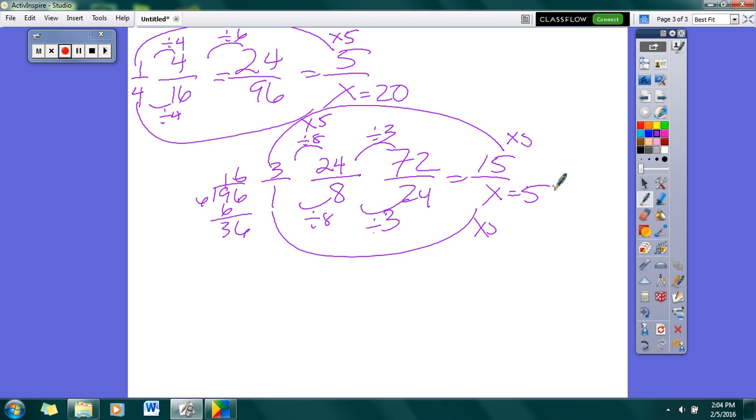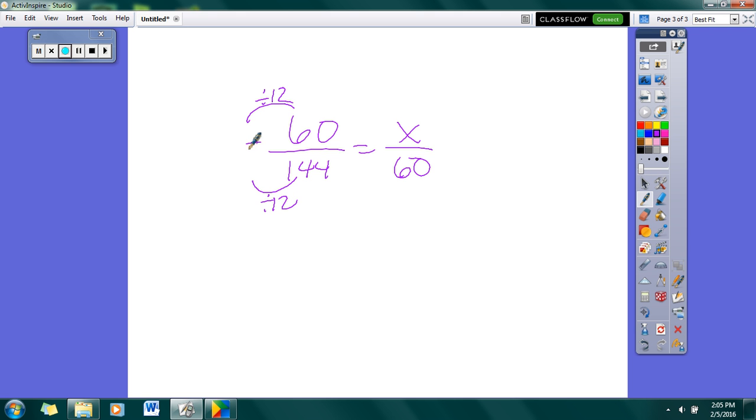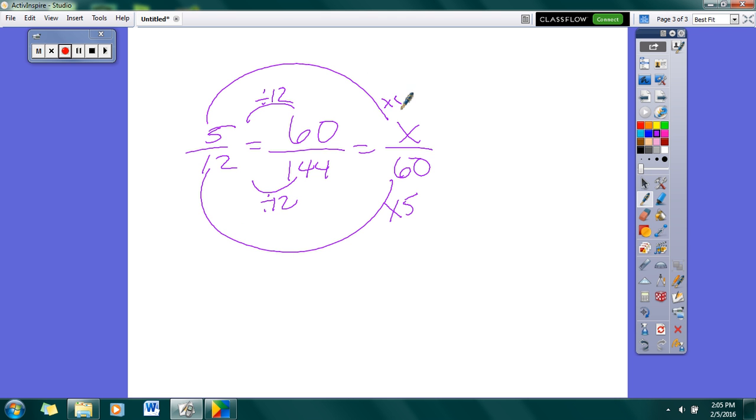Let's go over number 31. 60 over 144. Actually, let me put that more in the middle of the board. You want to set this equal to x over 60. So I say, what can I reduce 60 and 144 by? I know I can reduce them by 12. So I know this equals 5 over 12. To get from 12 to 60, I multiply by 5. Therefore, I have to multiply this by 5, and that's going to be 25.